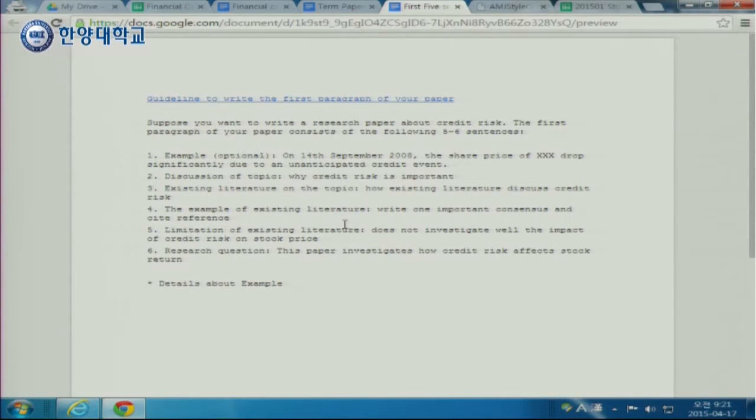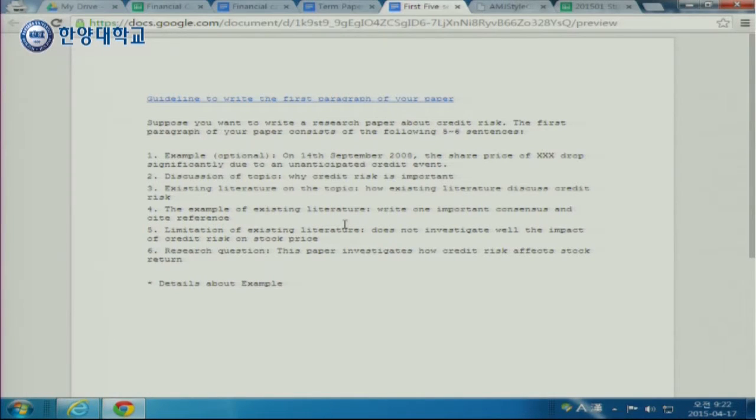Example: why your research topic is important, what existing literature says about your research question, what is the example of the key literature, what is the limitation of existing literature, and what is your research question, something like this. That would be the impressive first paragraph of your research paper. Okay? Any question? So it should be your very first paragraph. Please keep in mind.